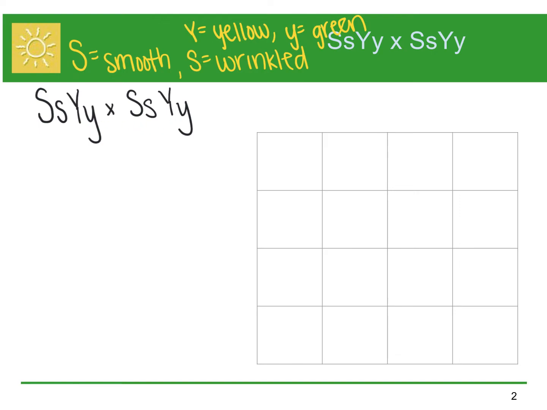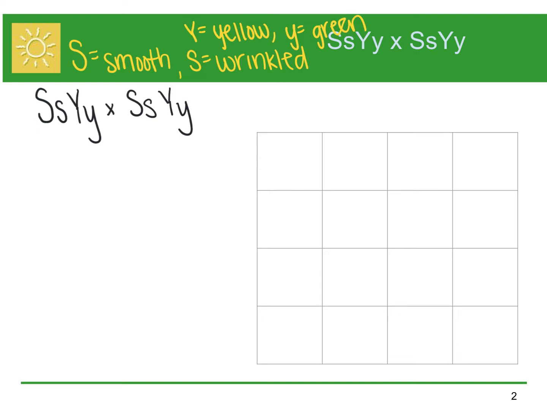Okay. So on your paper, you need to draw yourself a Punnett square. This time when we do dihybrids, you need to have 4 columns and 4 rows. Okay, so you need 16 little boxes in your square. Are you all with me to this point? Do you have your Punnett square drawn?